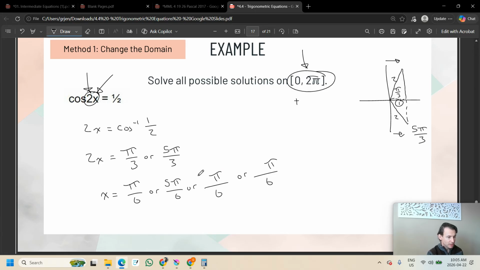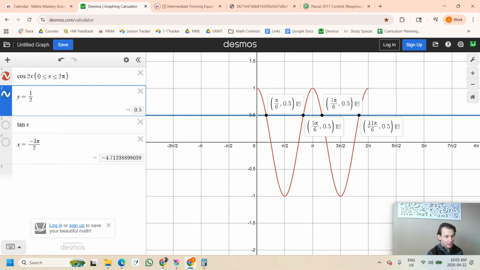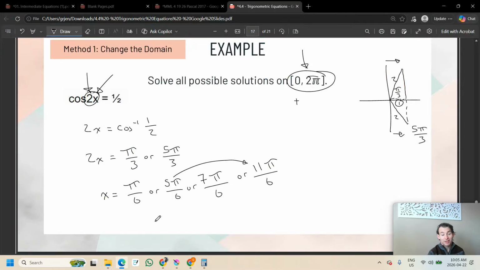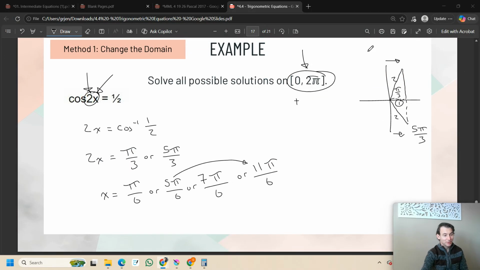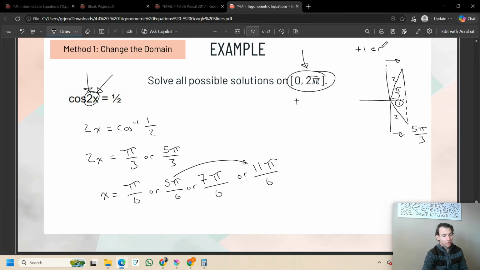So this would be 7 pi on 6, and then this one would be 11 pi on 6. So let's check our answer again. Yes, 7 pi on 6 and 11 pi on 6. Hooray! Notice how checking in Desmos is a great learning experience. Learning to add 1 error for Mr. Jennings.